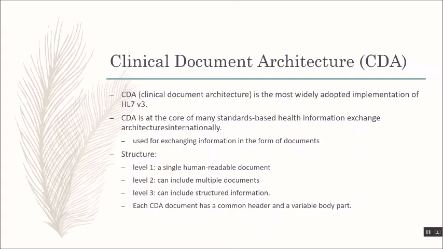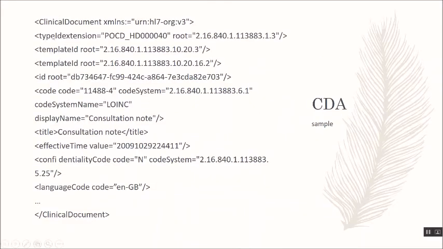For level 3, it can include structured information, which means there are coded values. For example, you can code your heart rate by using SNOMED at the level 3 body part as the description value. Here is an example of the CDA header. It always starts with a clinical document, and it always follows the XML rules. So this report is not only human readable, but also computer system readable.